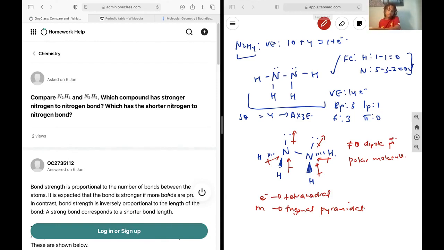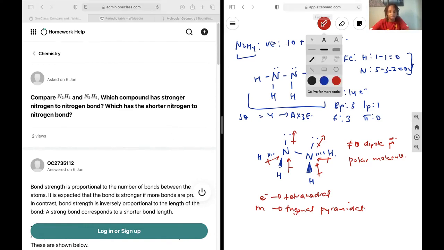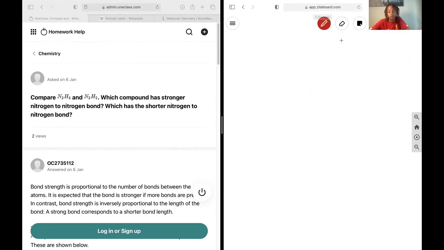Okay, next up, we'd like to compare N2H4 to N2H2 and determine which one has a stronger and shorter nitrogen to nitrogen bond. This is going to be similar to the question we did before, where we determine the bond order by drawing the Lewis structure, and then that bond order will tell us both about the length and energy or strength of the bond between the two nitrogens.